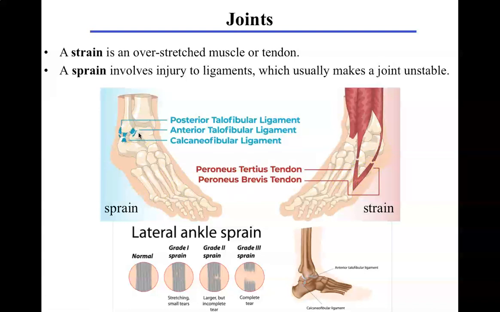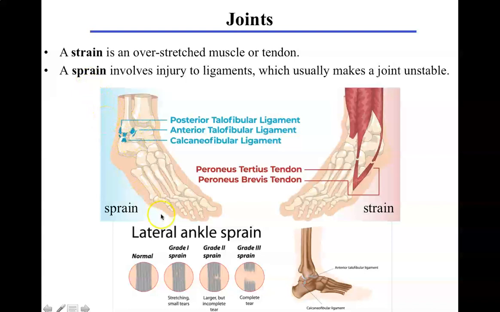So again, ligaments attach bones, and if you were to roll your ankle here and you were to sprain these ligaments, then that's going to weaken this joint, and it's going to mean this bone can slide around on top of this bone, and so your joint becomes unstable. So a sprain is a bigger deal than a strain.